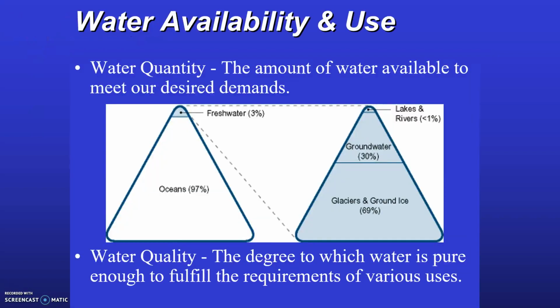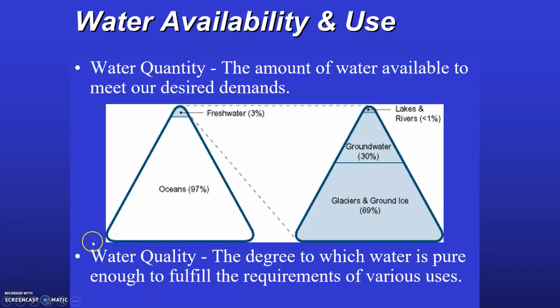Water quantity and water quality are two different terms. Water quantity relates to the amount of water available to meet our desired demands. Water quality refers to the purity of the water and whether or not the water is pure enough to fulfill the requirements of the various uses.